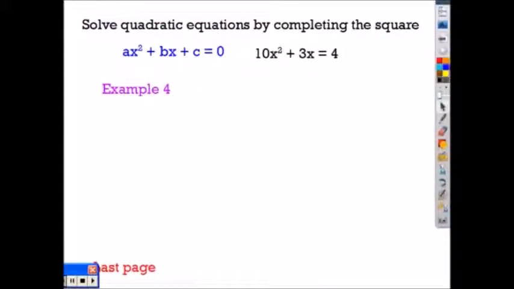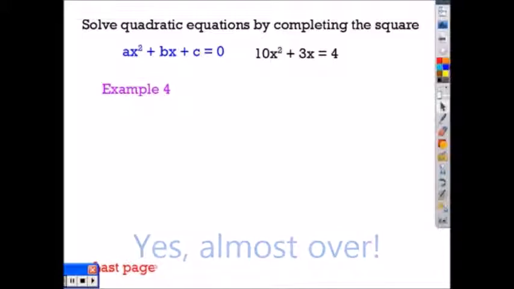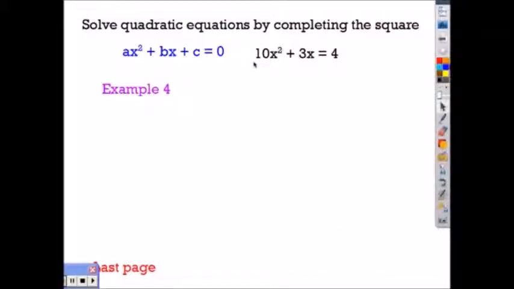Our final example. This will get a little bit messy, but we'll be okay. So the first thing I need to do is divide both sides by 10. And I'm going to go ahead and leave things as fractions. I could do this with decimals, but I'm going to do fractions this time. Divide both sides of the equation by 10. I'm going to get x squared plus 3/10 x equals 4/10, which equals 2/5.